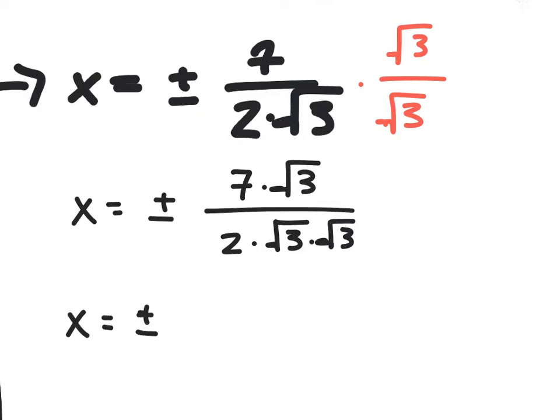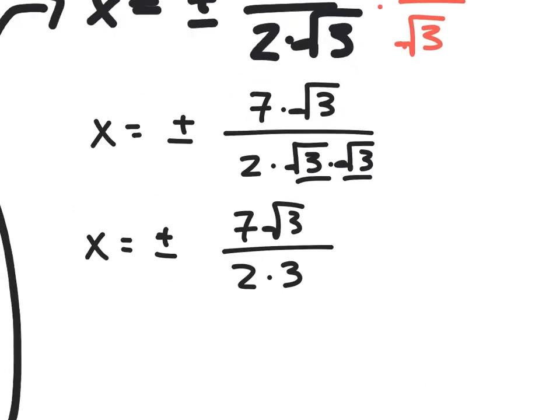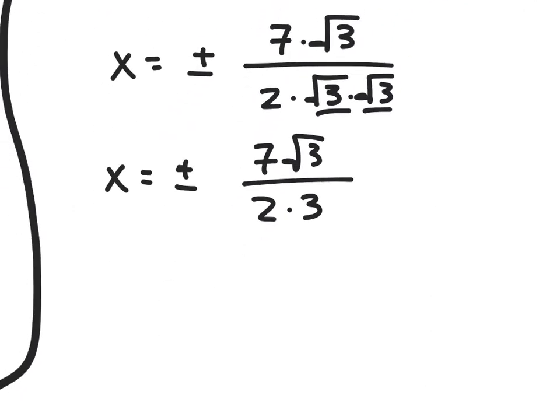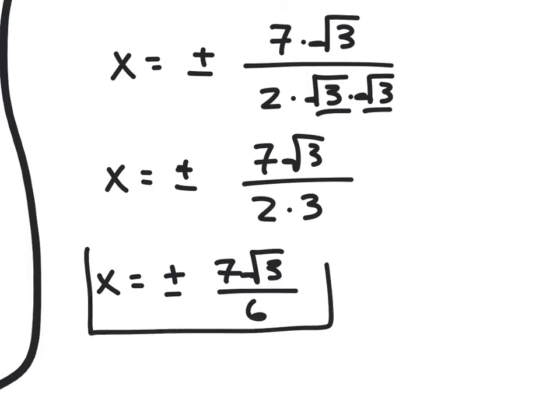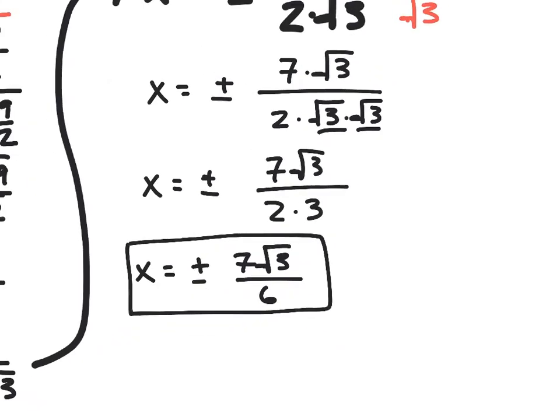So I got x is equal to 7 square root of 3 over 2 times, this part here becomes 3. Squaring a square root of 3 is just going to give you 3. All right, so we're not done. One more step, okay? And so I get that x is equal to plus or minus 7 square root of 3 over 6, okay? This is my proper answer that I'm looking for.